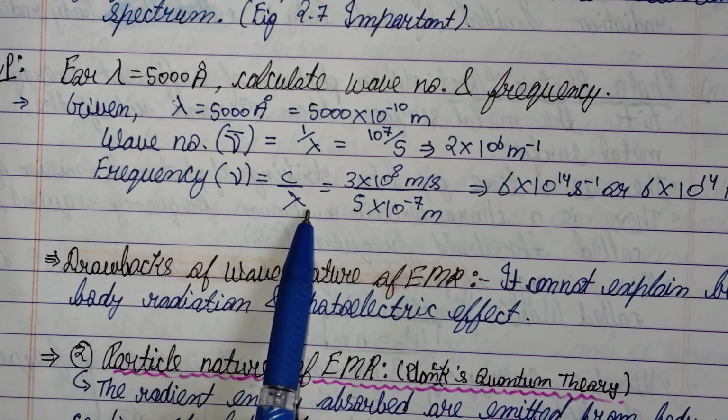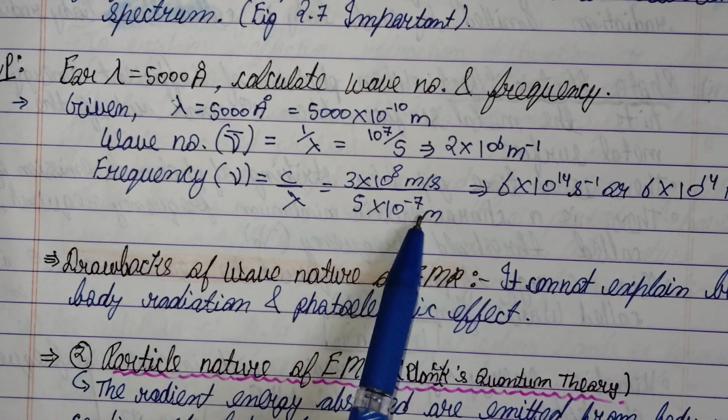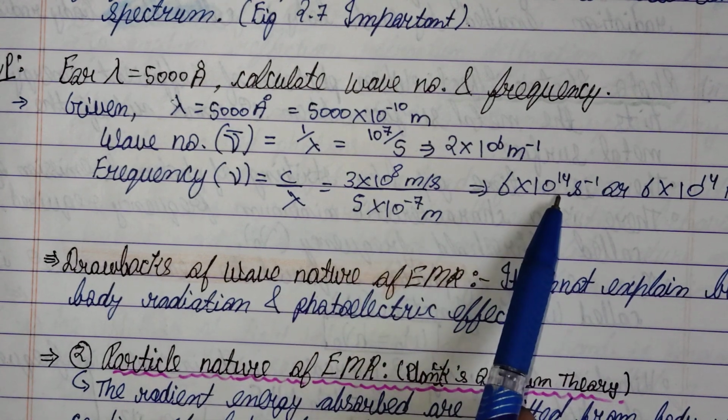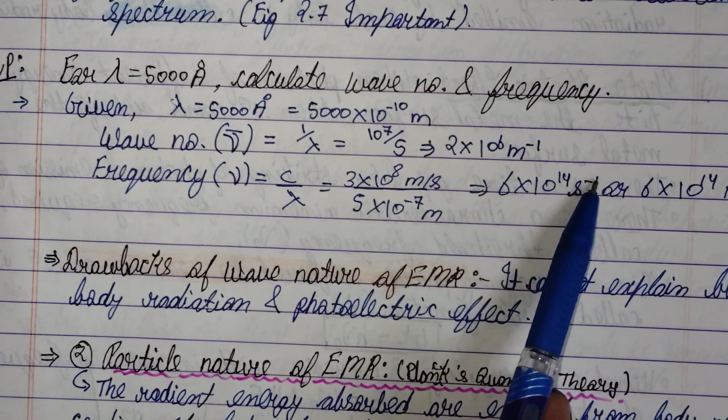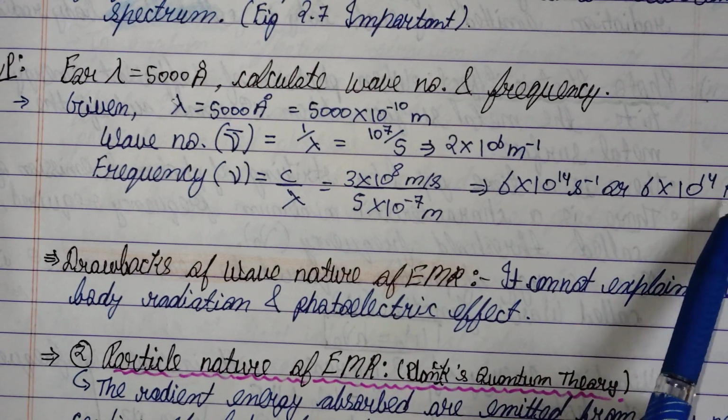Frequency equal to c by lambda. c is 3 into 10 power 8. Lambda is 5 into 10 power minus 7. So dividing we get 6 into 10 power 14 second minus 1, or 6 into 10 power 14 hertz.